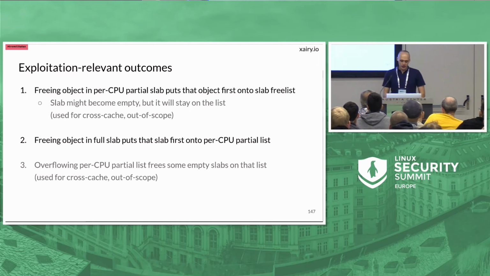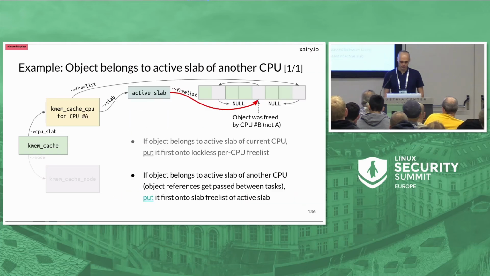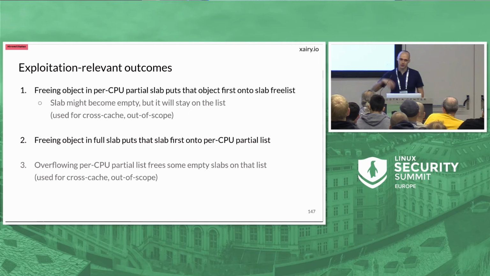So first, if we have an object that belongs to a per CPU partial slab and that object gets freed, the object itself goes onto the slab free list. Anyway, if we have an object in a partial slab, the object just gets moved to the free list of that slab and nothing else happens. If we have an object in a full slab, then the object does get put onto the free list for the slab, and the slab becomes the first per CPU partial slab.